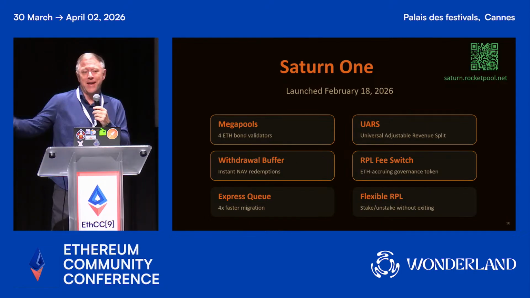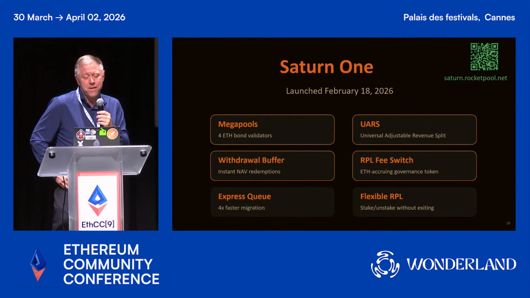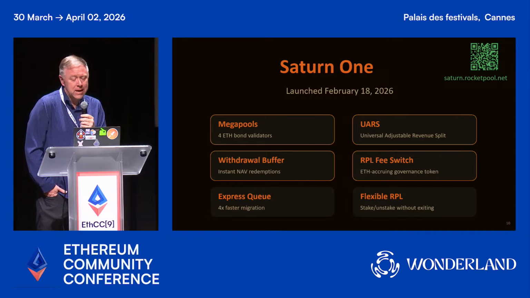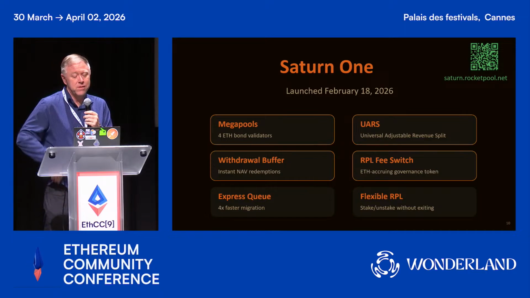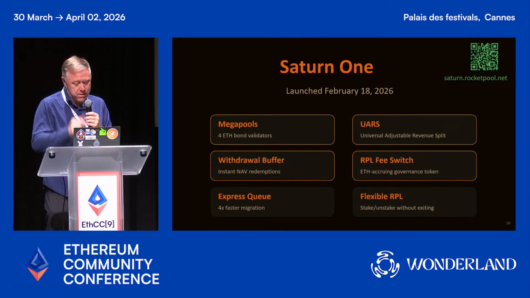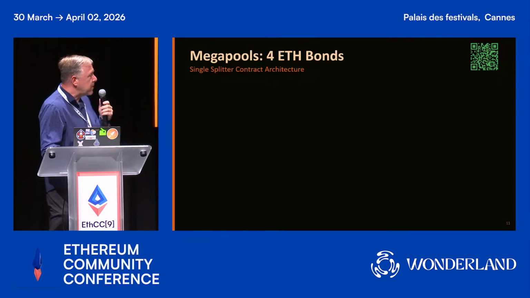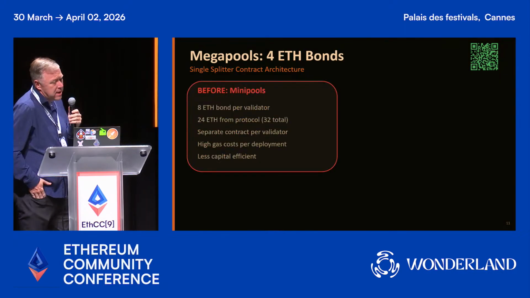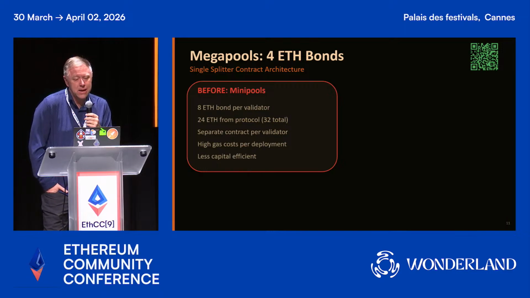But they don't have much money, right? They don't have much collateral. So we wanted to find a way to very efficiently stake as much of the liquid staking token as possible. And so it did a couple of things. One of the things it did in Saturn One is it reduced the bond by those home stakers.